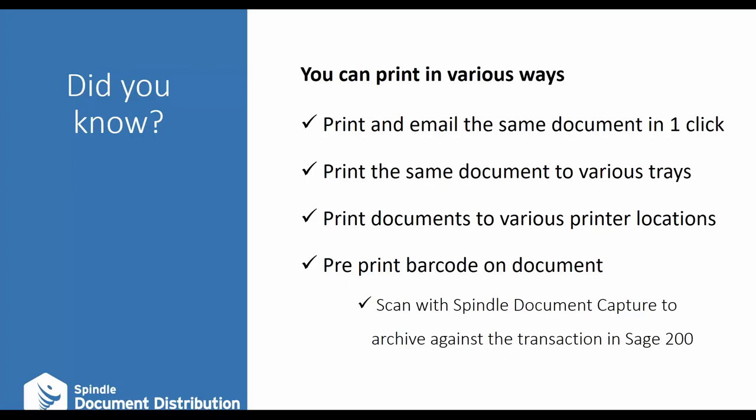You would need both Spindle Document Distribution and Spindle Document Capture in order to do that, but it does save a lot of time. You don't need to then go to your filing cabinet to file that document. You can simply scan it. It archives it in Sage 200, and you can simply destroy that hard copy. If you're interested in Spindle Document Capture, please speak to your Sage reseller and they'll be able to help you with that.